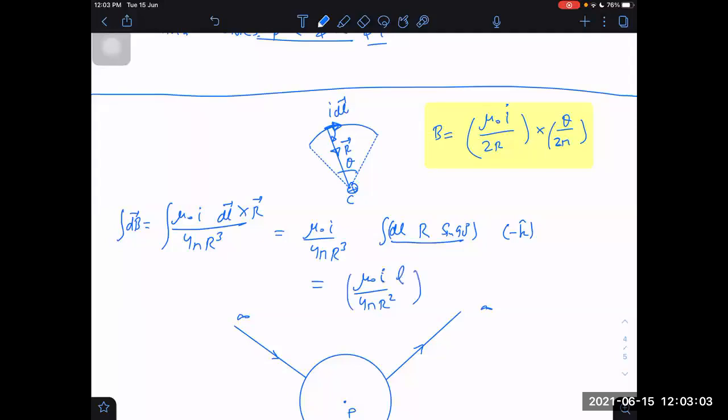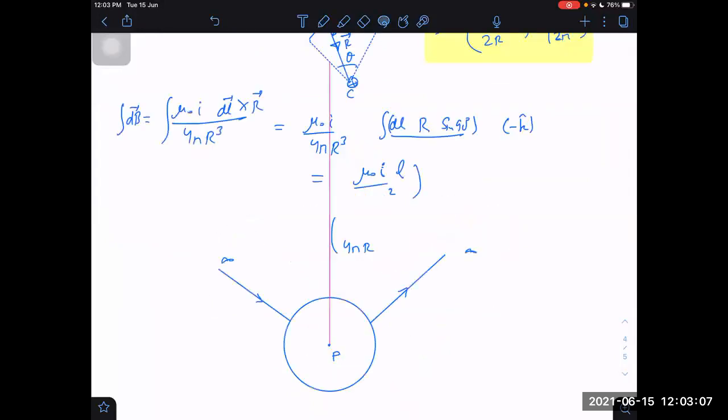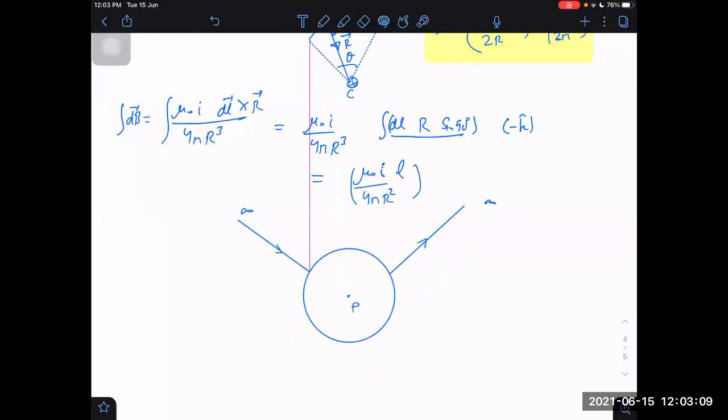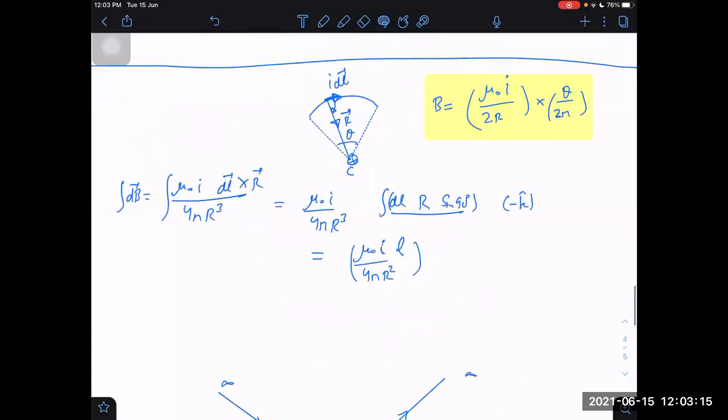Is it the same as before or different? Some of you may think it is different, but it is exactly the same. Because L is equal to R theta, we can write it as mu naught into I upon 4 pi R square into R theta, so R will cancel, and theta will remain: mu naught I theta upon 4 pi R.